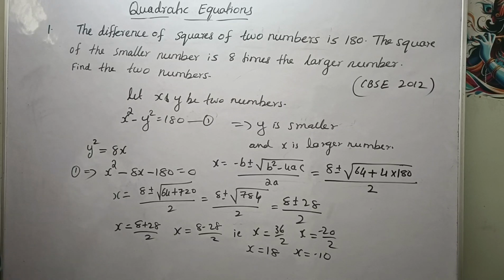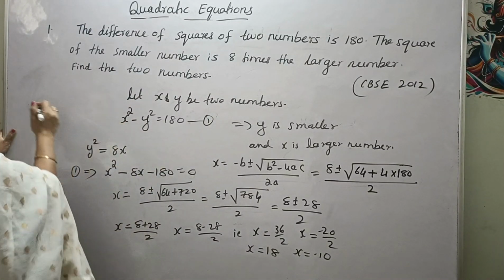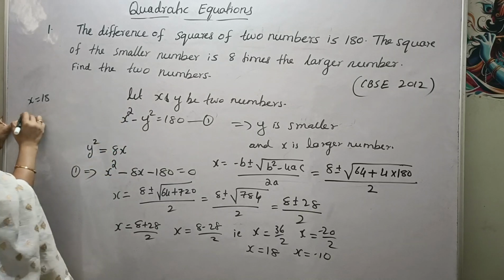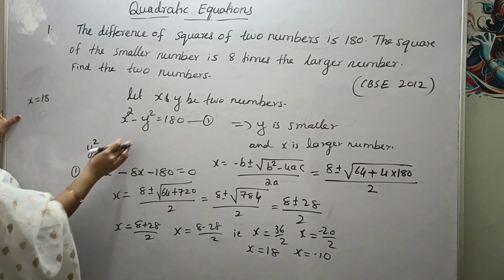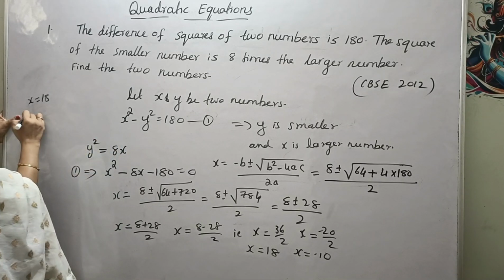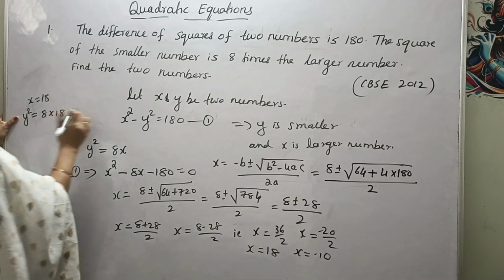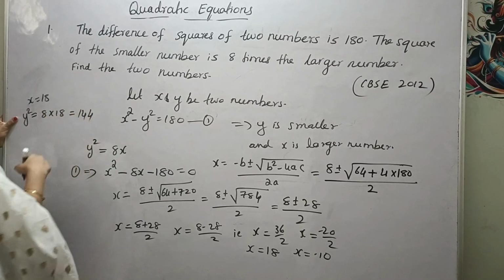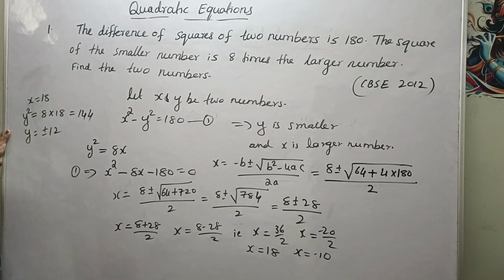And here it is given that, okay, suppose let's take x is equal to 18. So what is the value of y? If x is equal to 18, then what is y? Let's substitute it here. y square is equal to 8 into 18, that is 144. So y is equal to plus or minus 12.